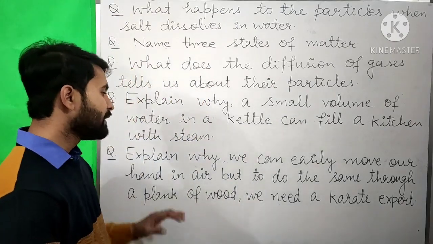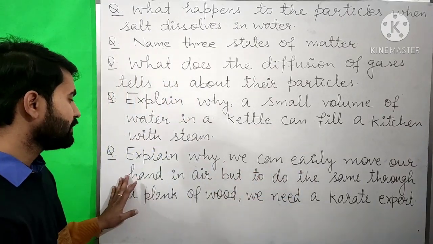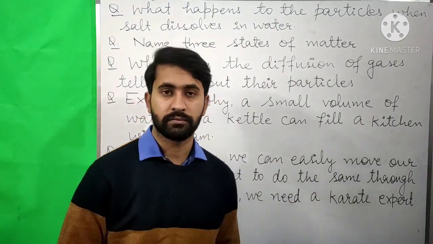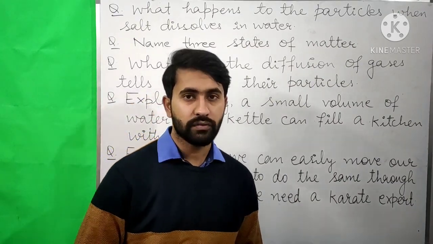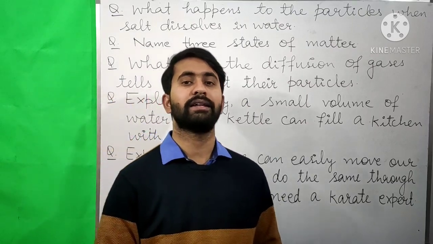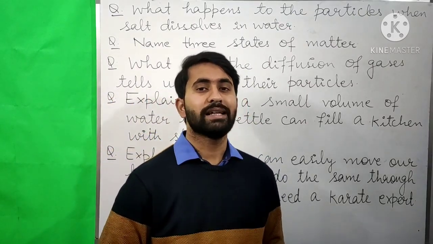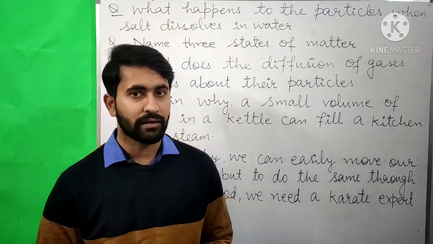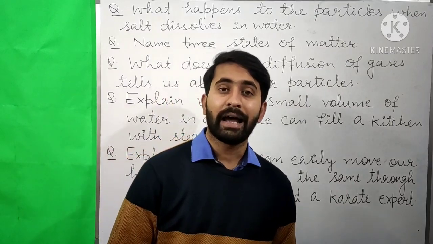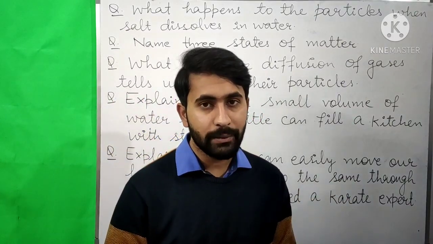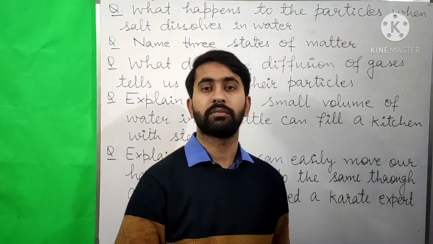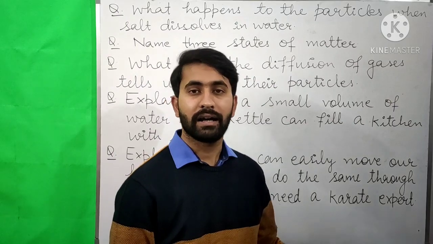Now our next question is, explain why we can easily move our hand in air, but to do the same through a plank of wood, we need a karate expert. As we know, air is the gas form of matter, so gases have very little force of attraction between their particles, and there is a large space between them. Due to the less force of attraction between the particles of air, we can easily move our hand. Whereas wood is a solid, and the particles of a solid are very closely packed, and the force of attraction is very high. That's why we can't pass our hand through the wooden plank. So that's why we need a karate expert for that.